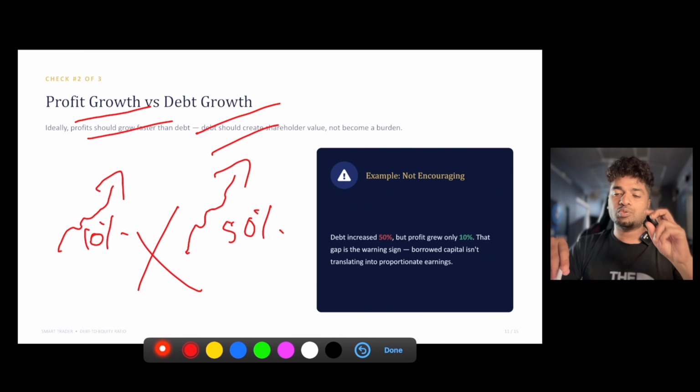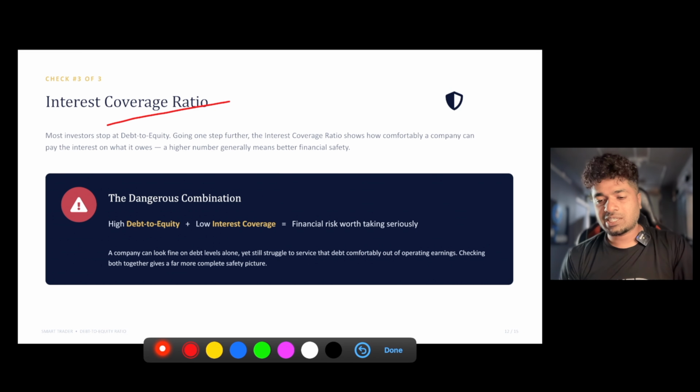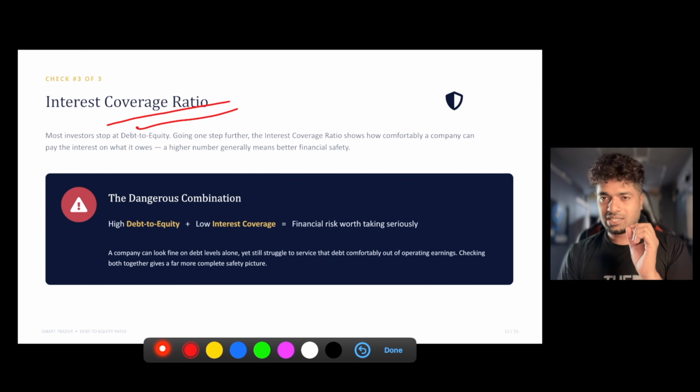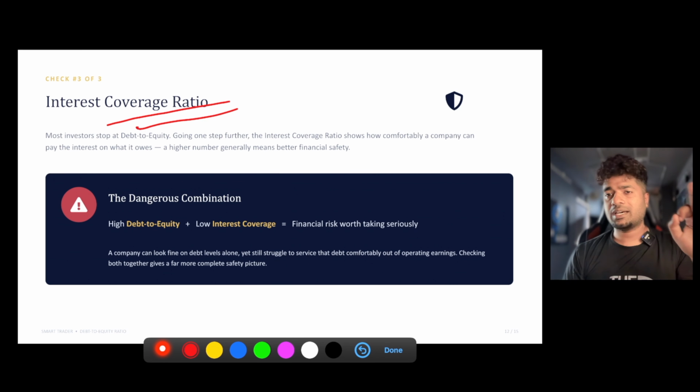So therefore you need to do this second check. The last check you'll be doing is nothing but the interest coverage ratio, that is, whether the company is able to pay this interest. Higher the ratio, better; lesser, the worse.